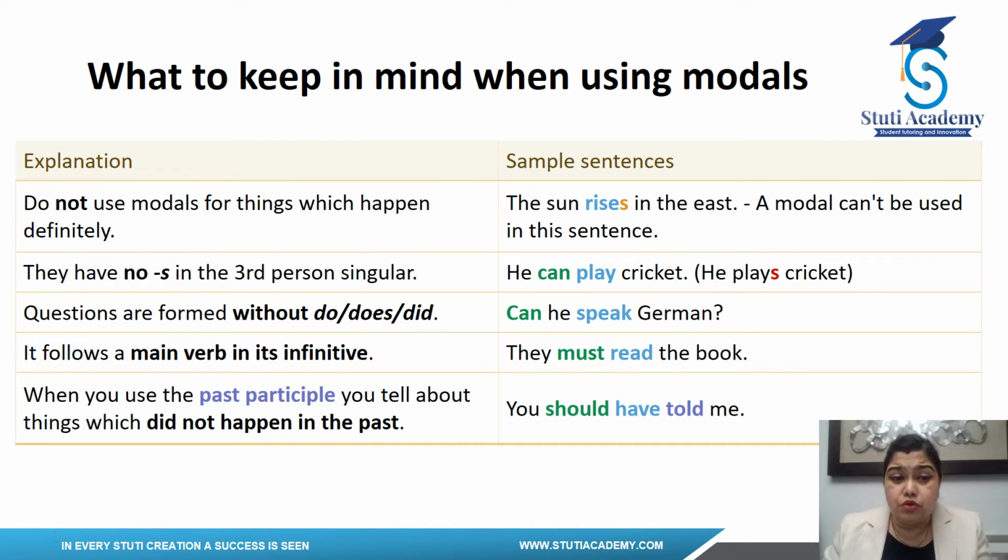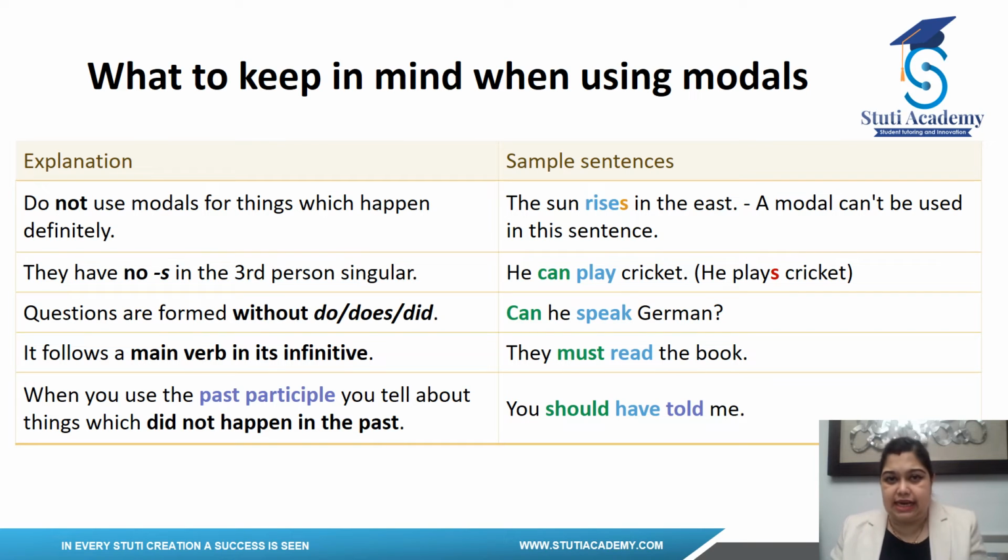If you're talking about something that will definitely happen, or an action that is happening, like the sun rises in the east, that is a complete sentence. You don't need a modal verb there. Modal verbs have no s's or suffixes in the third person singular. Like he can play cricket. Okay. He can play cricket is his ability to play cricket in the present. He can do this activity.